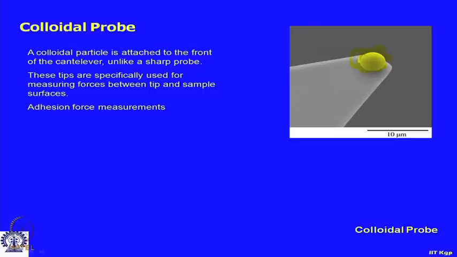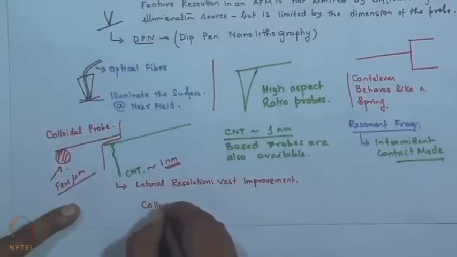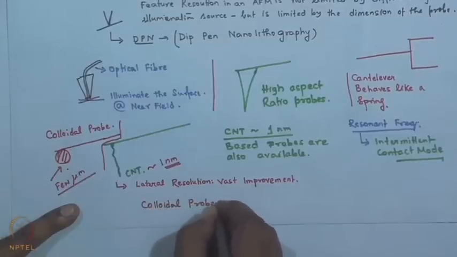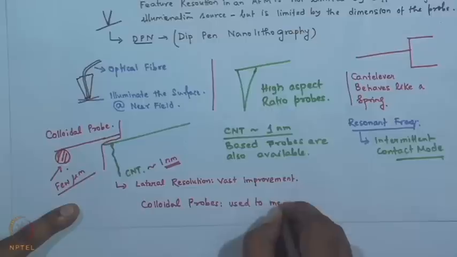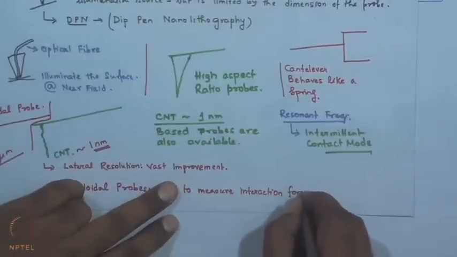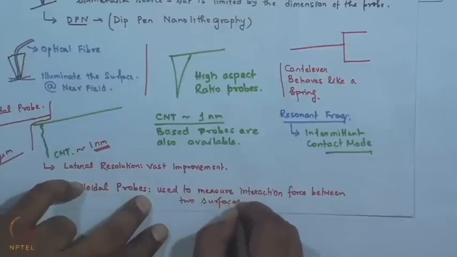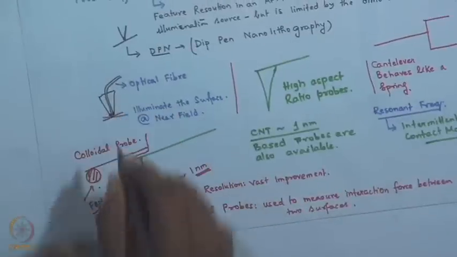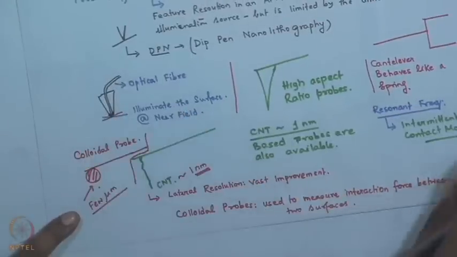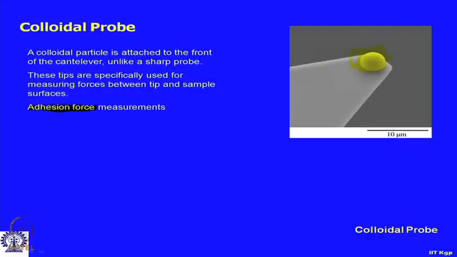But this type of probe or tip is very routinely used for measuring the interaction forces between two surfaces, which is another offshoot of the AFM probe going and touching the surface. One can measure the force of interaction between two surfaces using an atomic force microscope. This can be used to measure the force of adhesion between two surfaces of similar or dissimilar materials.